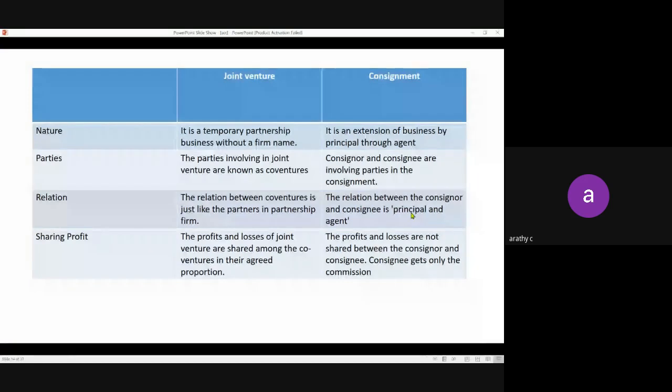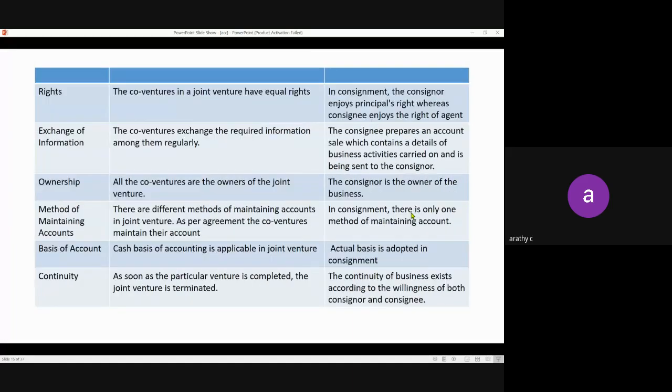So there are mainly 10 differences between joint venture and consignment: their nature, parties, relation, sharing profit, rights, exchange of information, ownership, method of maintaining accounts, basis of account, and continuity. These are the main differences between joint venture and consignment.